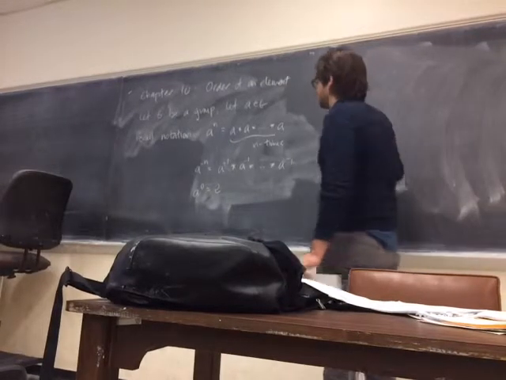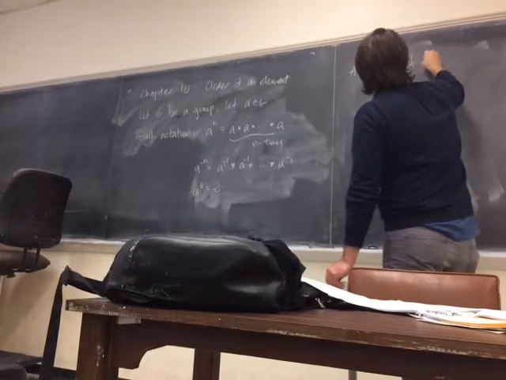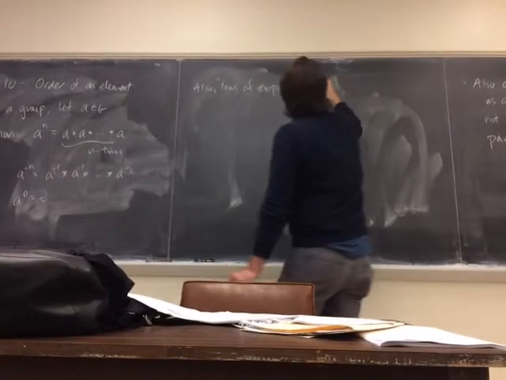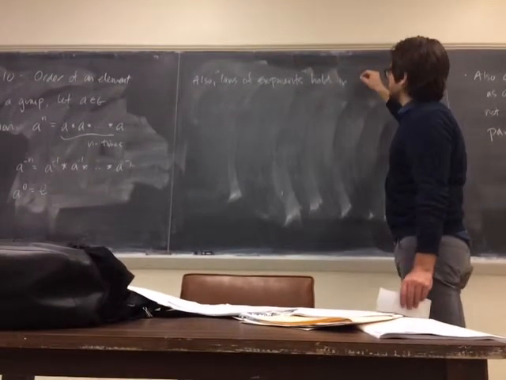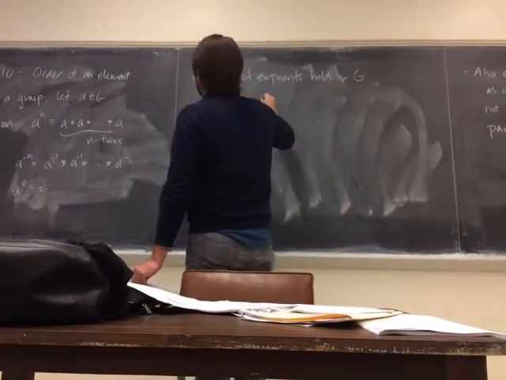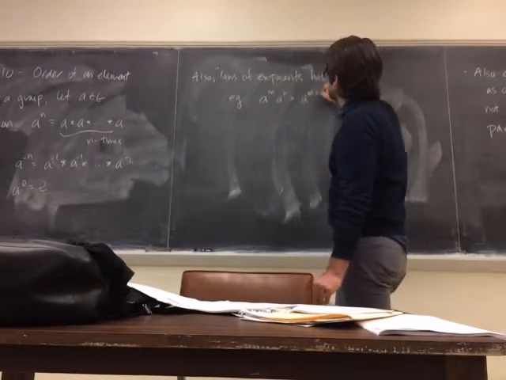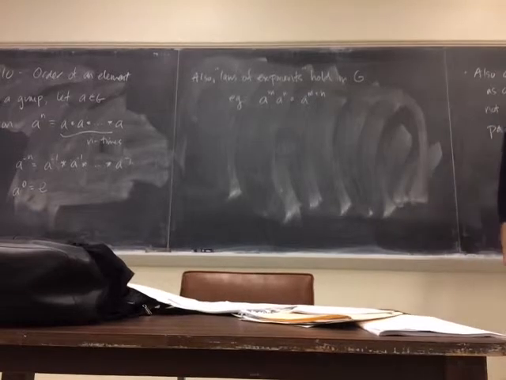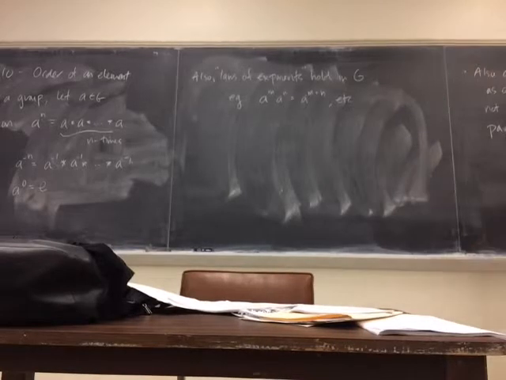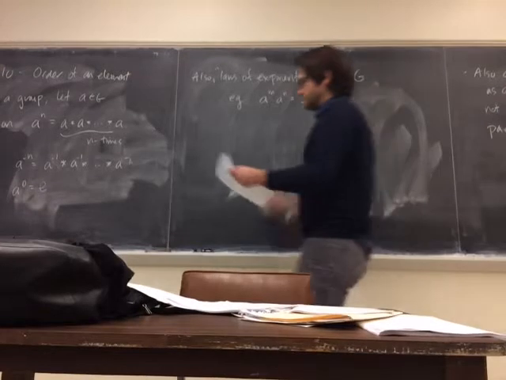And just one more comment. Also, the laws of exponents, as you call them in calculus class, hold in an arbitrary group G. What I mean by that is, e.g., if I take a to the m times a to the n, that's a to the m plus n, right? We've seen this before, but I'll say et cetera. Okay, so I think we're comfortable with that stuff. I just want to put it on the board.